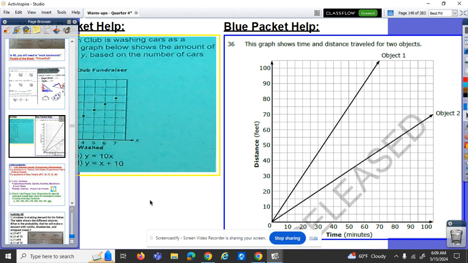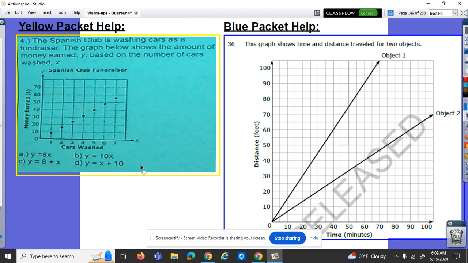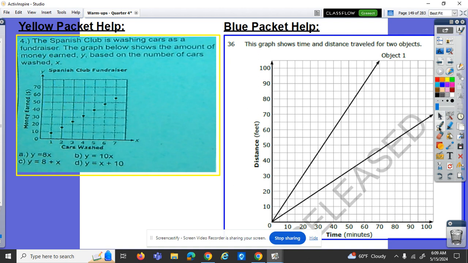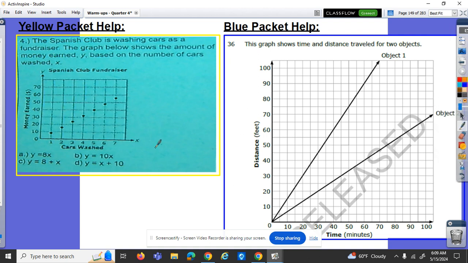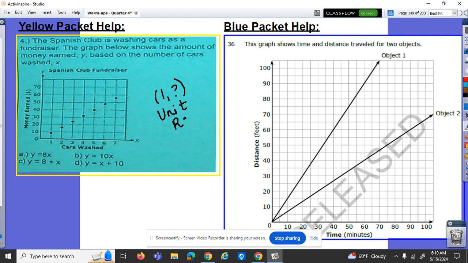Okay, 2 clues to help you today. Look at your yellow packet for me. Remember, you're doing part 2 today on ratios and proportions. So remember, for a graph, we're looking for a dot that goes through 1 comma something. Remember, that is our unit rate. So in this case, we're looking for our unit rate, and that's going to match up with this dot right here. But that's a little bit hard to see exactly.